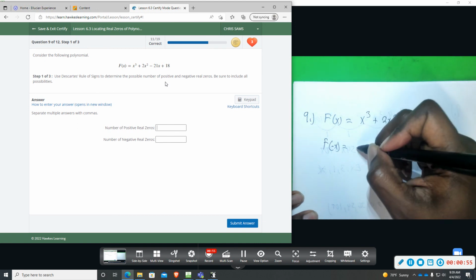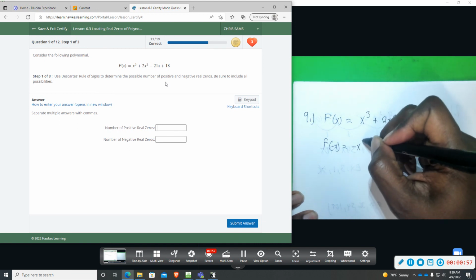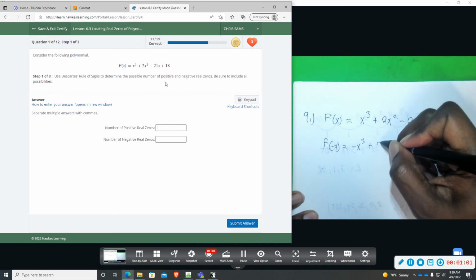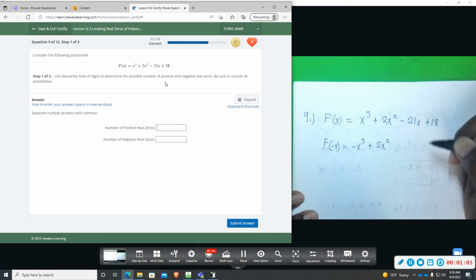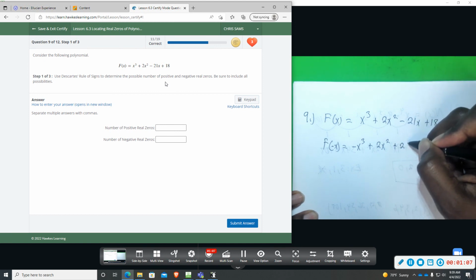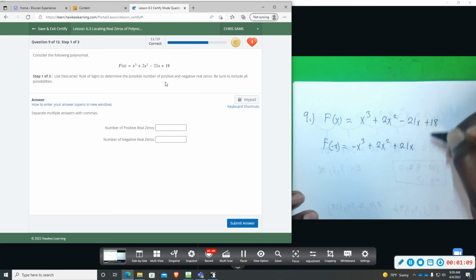So this is now going to be a negative x cubed. That's still going to be positive, plus 2x squared. This is going to change, positive 21x. That's going to stay the same, plus 18.